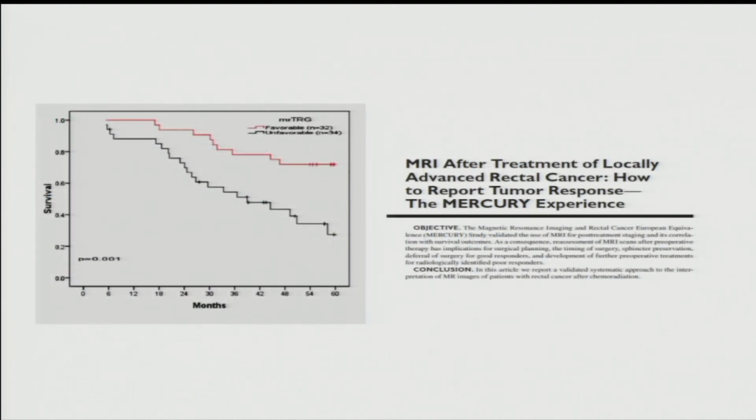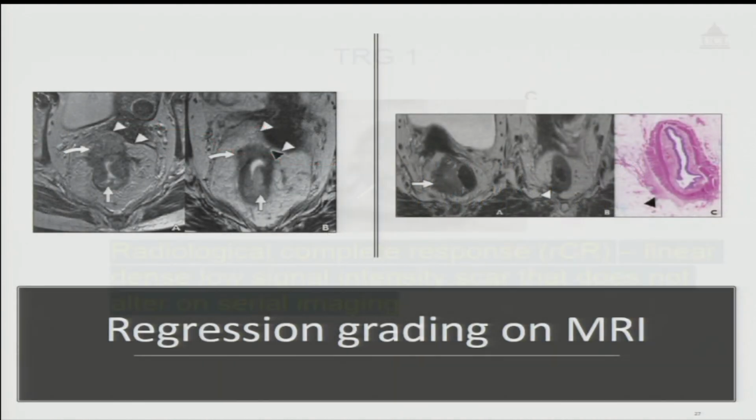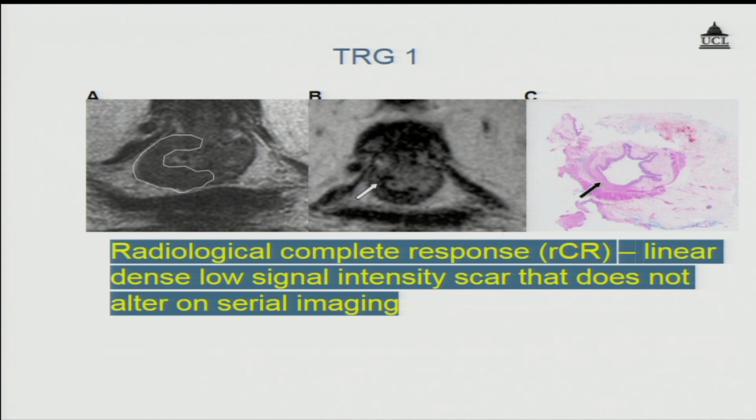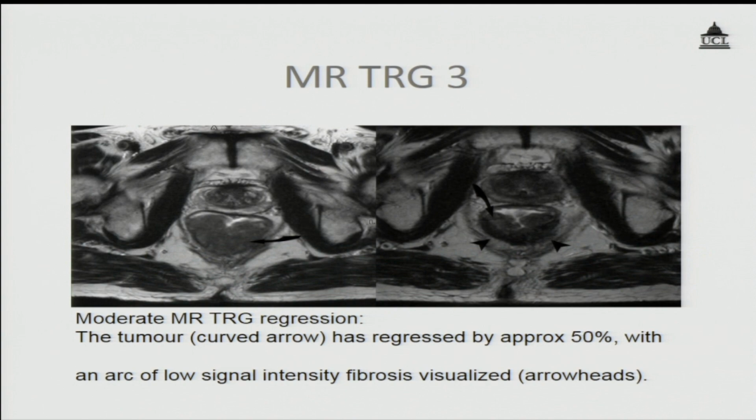If you're going to report it using the same protocol, and you can look at the TRG based on the Mandard pathological scale of fibrosis, and we know patients that respond well and have favorable TRGs do better. Those that have minimal fibrosis do worse. And these are just, again, some pictures of what we see when we see radiological complete response, of course, different from pathological complete response and different from clinical complete response.